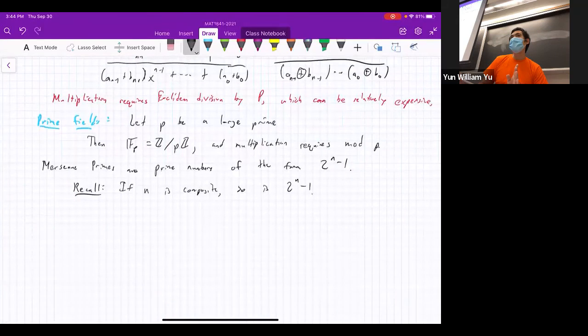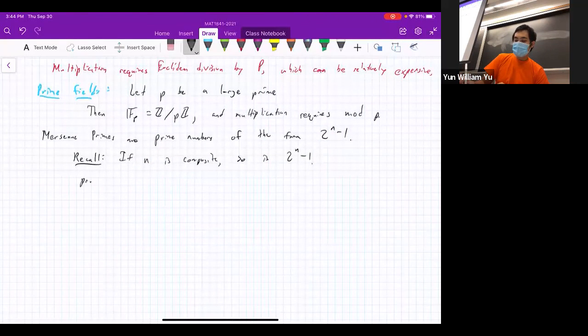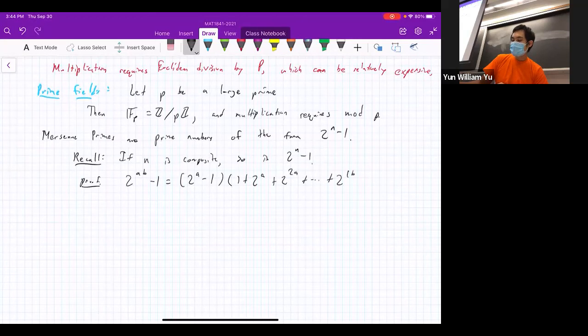Is that a familiar fact to most people, or should I prove that? If it is unfamiliar, I will prove it. It's a really short proof. 2 to the ab minus 1 is equal to 2 to the a minus 1 times 1 plus 2 to the a plus 2 to the 2a plus dot dot dot plus 2 to the (b minus 1)a. Or equivalently, 2 to the b minus 1, and these products just telescope and cancel out.